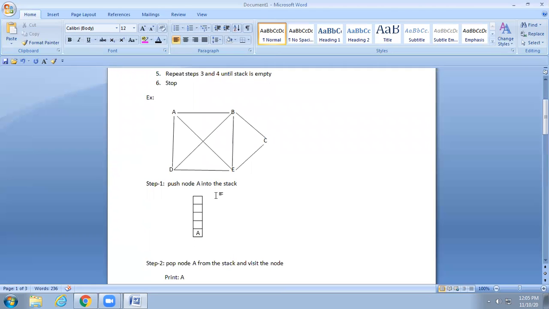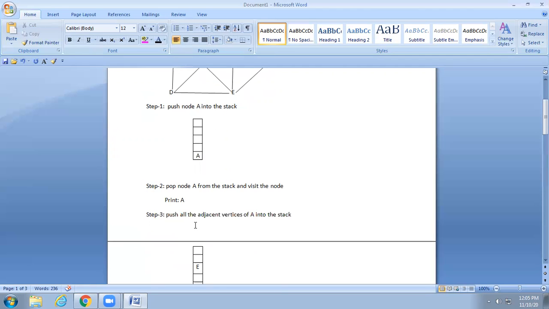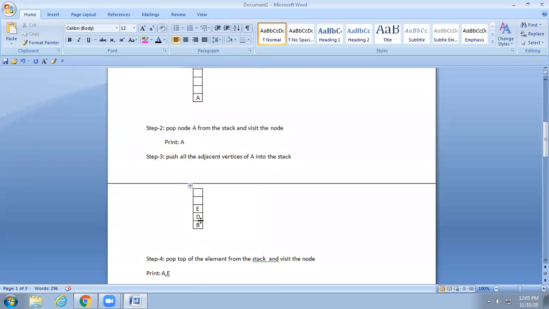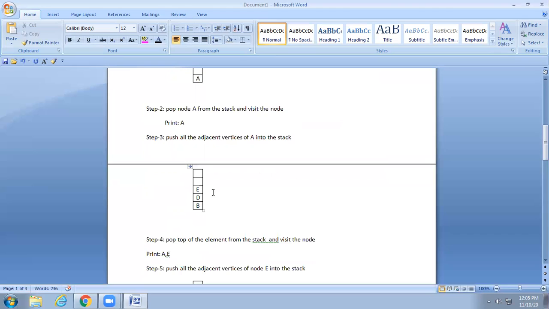So for example, this is my graph. I will push node A into the stack. Then I will pop A and print the node. Then push the adjacent vertices of A. The adjacent vertices of node A are B, D, and E. So I will push all these nodes into the stack: B, D, E. Then I pop the top of the element. What is the top of the element? E.